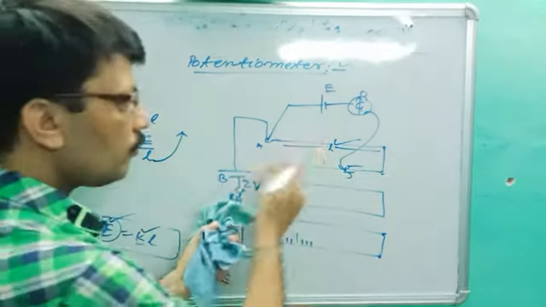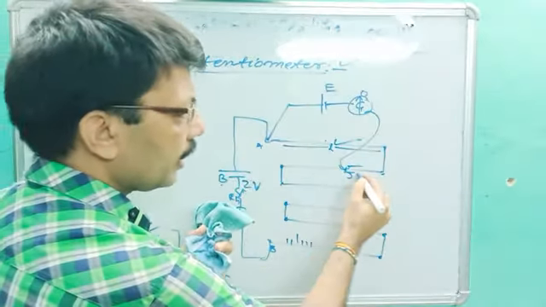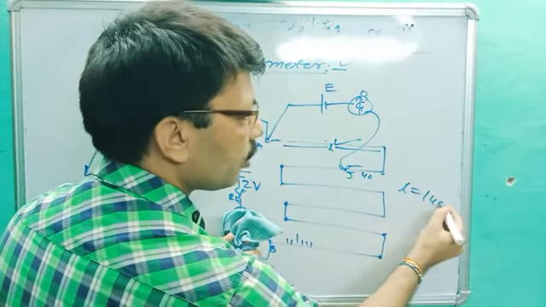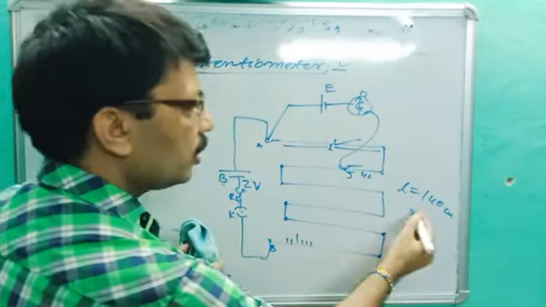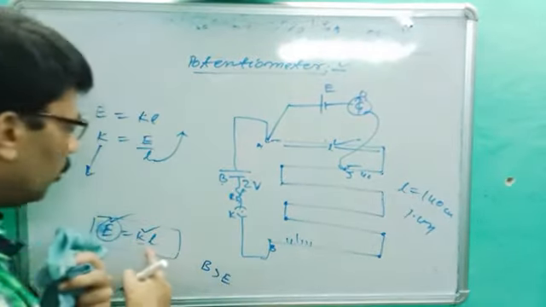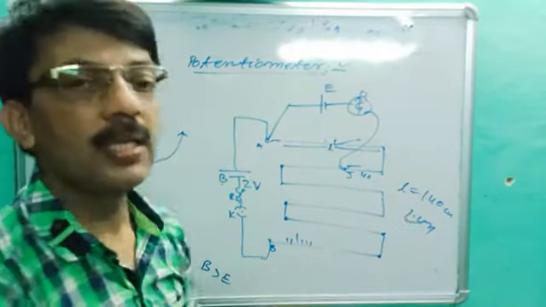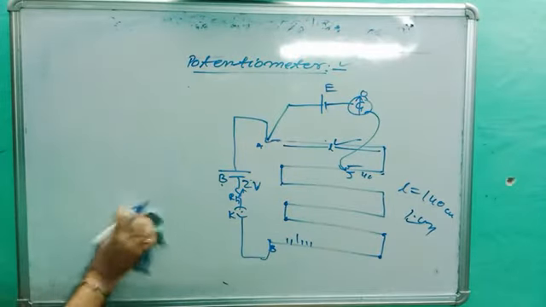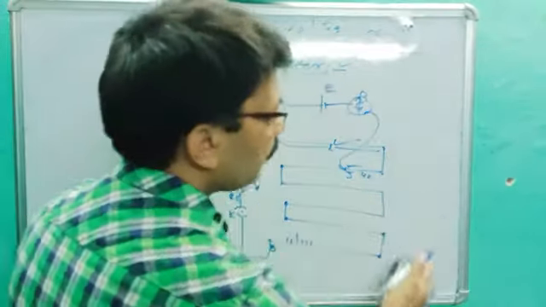Let's suppose this wire is 100 centimeter and you get the null point at 40, so it becomes 140. So L becomes 140 centimeter, which means 1.4 meter, and if you put the values of K and L, you can get the answer very easily. Okay, so this is all about your potentiometer and the discussion about why we use a long wire.